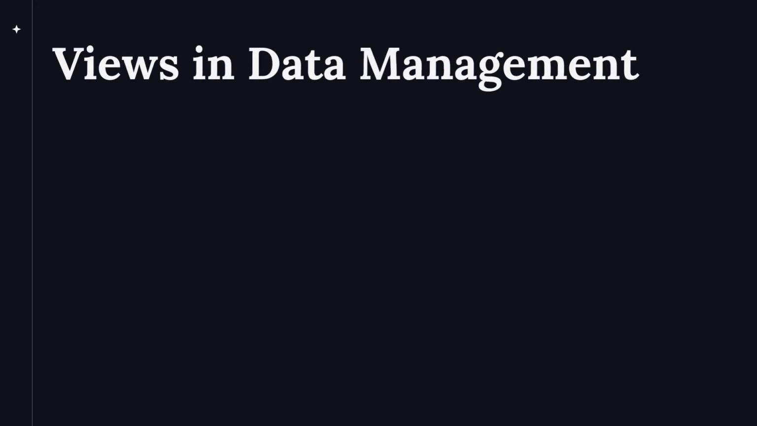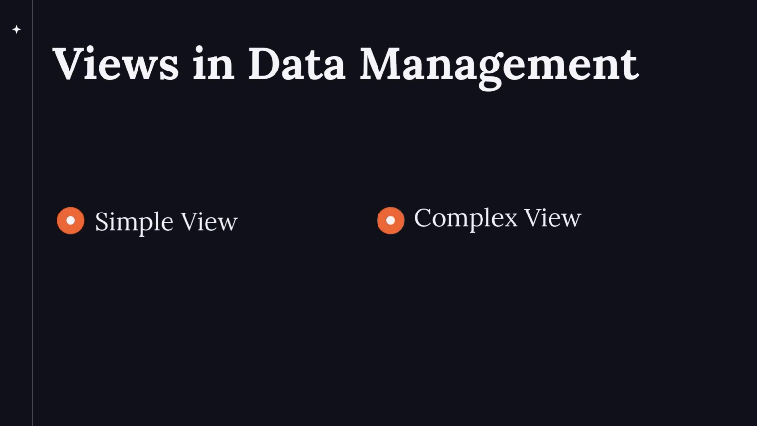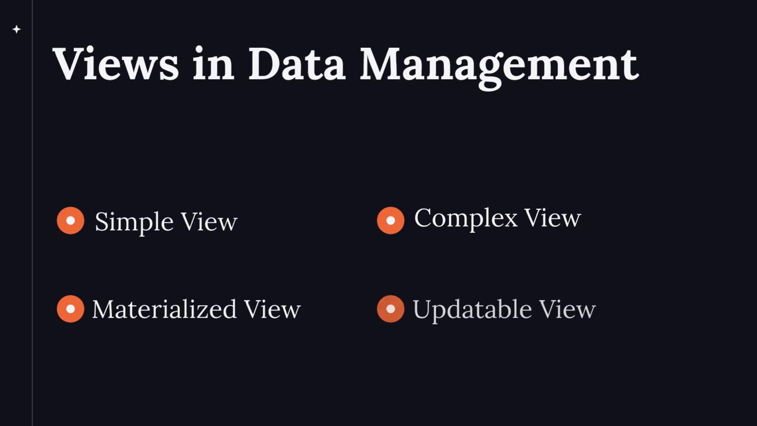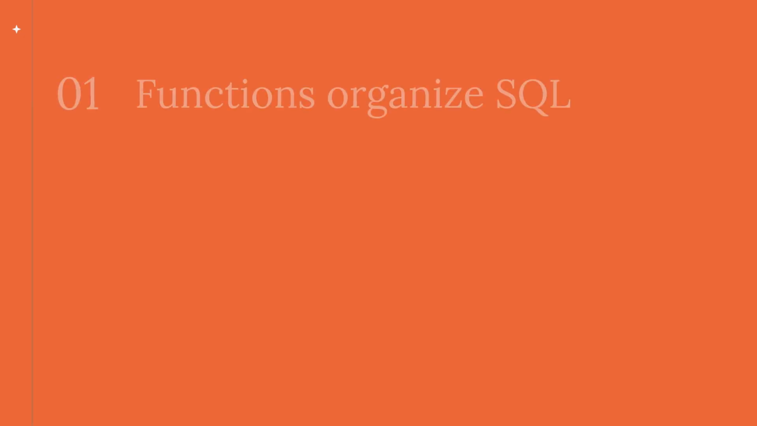Views come in various types, including simple, complex, materialized, and updatable views. Simple views are based on single tables, while complex views involve joins and aggregates. Materialized views store query results physically, improving read speed. Updatable views allow direct data modification, depending on the underlying structure. Each type serves unique purposes in data handling.